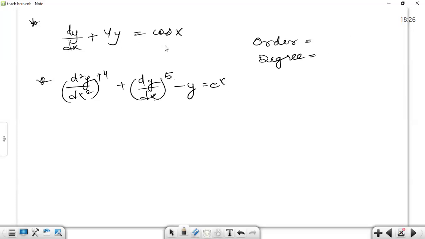Order and degree of this differential equation. Like in the first one, dy by dx plus 4y. Yes, that is 4y. Order will be 1. Yes, correct. Degree is also 1. Correct.